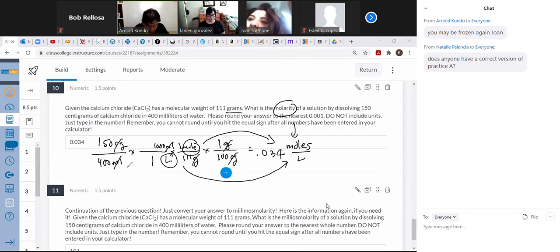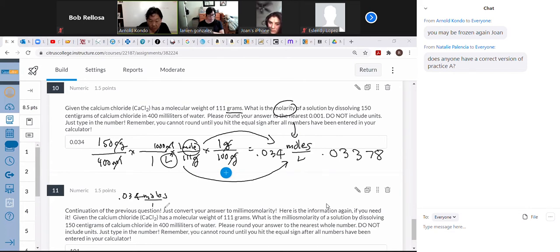So if we actually take 150 divided by 400 times 1,000 divided by 111 and then divided by 100, the actual answer is 0.03378, okay? So now, for this answer, either I have to be very specific or it will be included in the range, right? If we just take this answer, it'd be 0.034 moles over liter, correct? And now we just have to convert your answer to milliosmolarity.